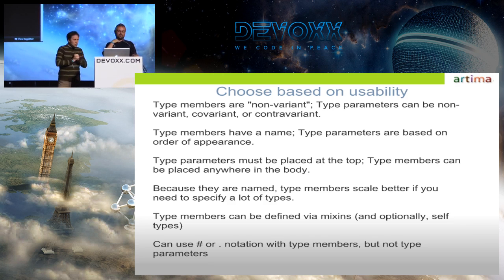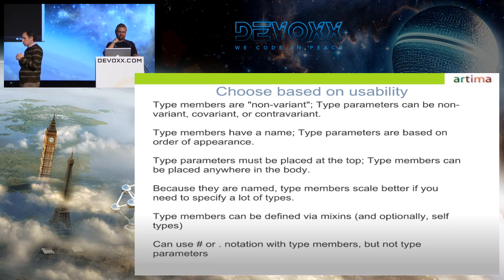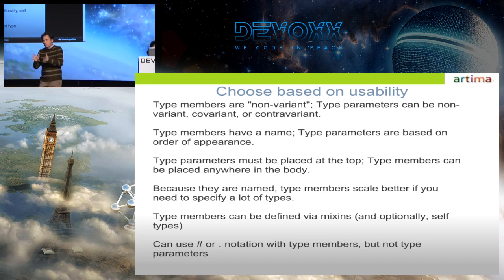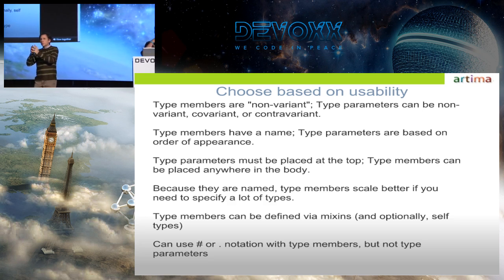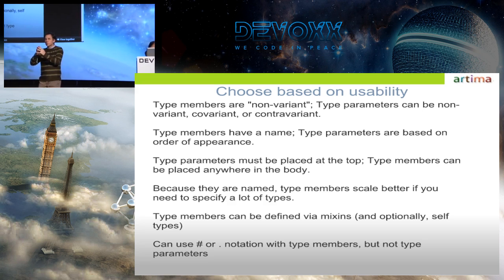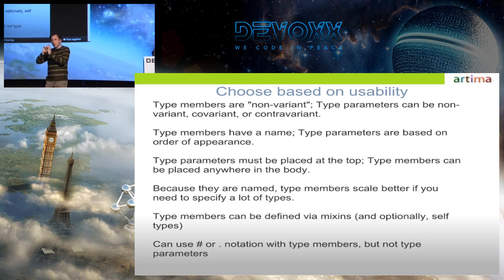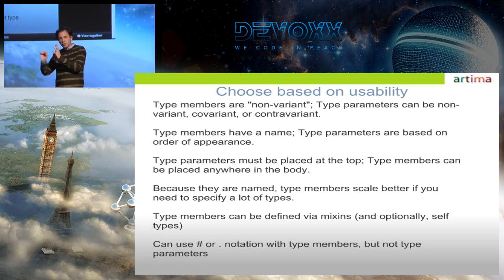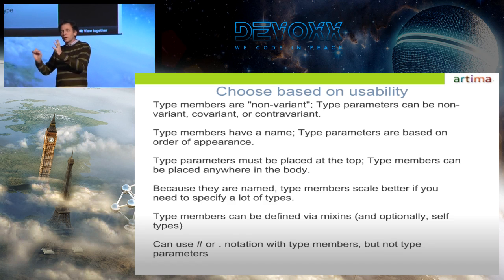Type members can have a name, whereas type parameters don't. Well, they have a name, but when you use them, you have to just put things in order. It's like the difference between using named parameters and just calling a method that way. If I've got a bunch of parameters to pass to a method, it's helpful to say this equals that, this equals that. If I just call them in order, it can be a little bit confusing.